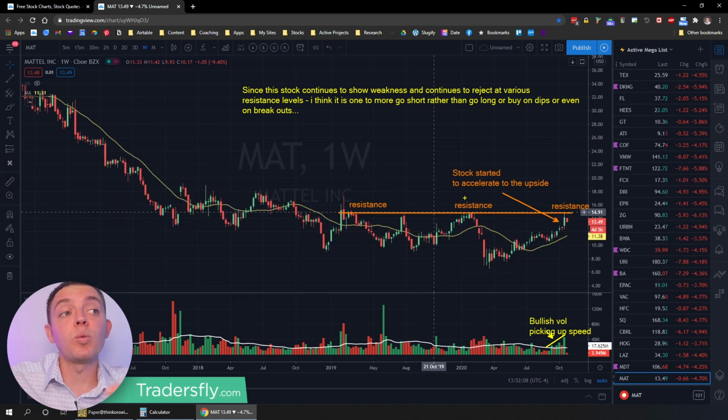resistance. Even though we've got some nice wide price spread and the volume is picking up, the stock has been showing a lot of weakness over the last couple of years. Not just weeks or days. It just has trouble.